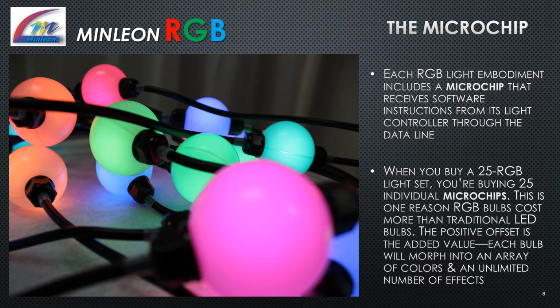The microchip. Each RGB light embodiment includes a microchip that receives software instructions from the light controller through the data line. When you buy a 25 RGB light set, you're buying 25 individual microchips. This is one reason RGB bulbs cost more than traditional LED bulbs. The positive offset is the added value. Each bulb will morph into an array of colors and an unlimited number of effects.